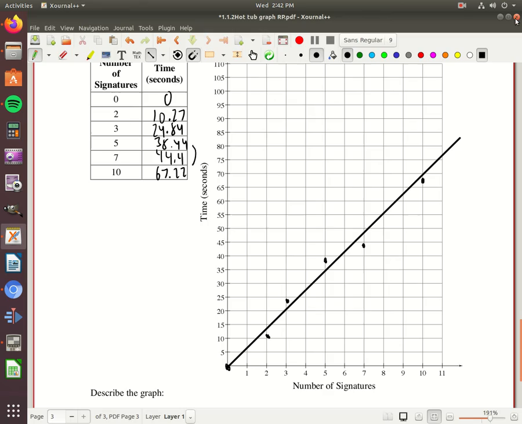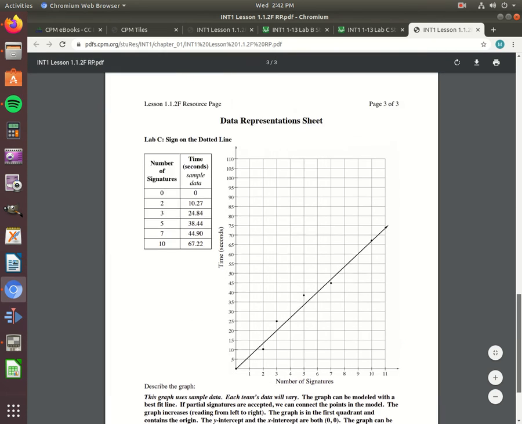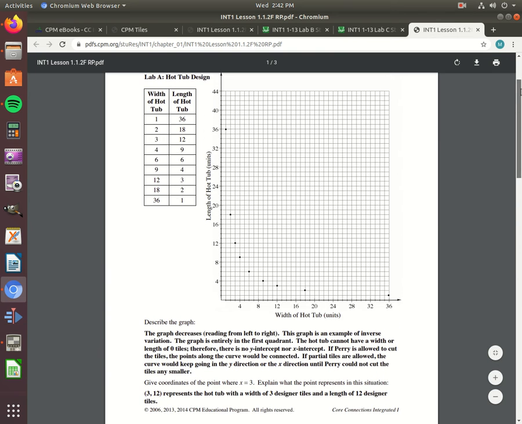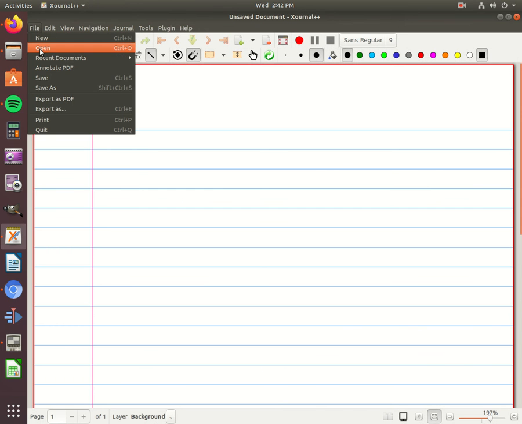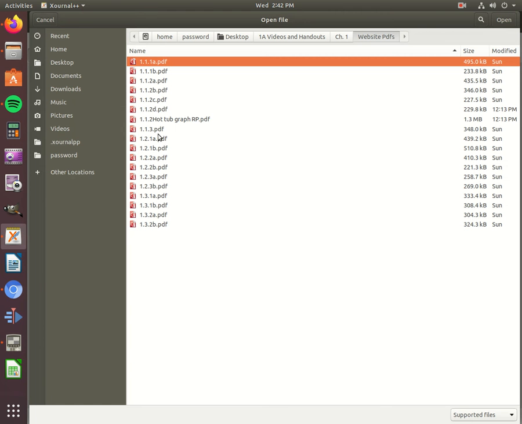So I will close out of this and reopen it, and you can see the book had essentially the same answers that we did. I'm trying to orient myself here, so I think we're on 112D. I guess I haven't opened that yet.